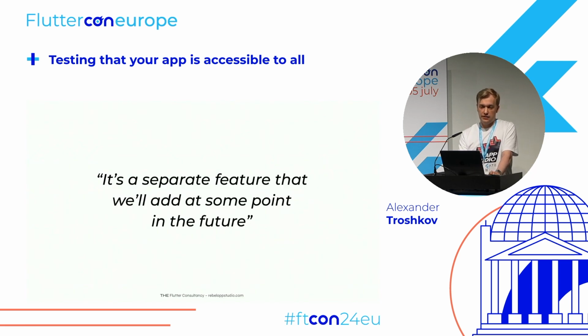Well, the first one is that accessibility is a separate feature that we'll add at some point in the future. Well, I disagree with this one. Accessibility is not really a separate feature. It should be part of most stages of the development process, including planning, designing, implementing, testing, and so on.